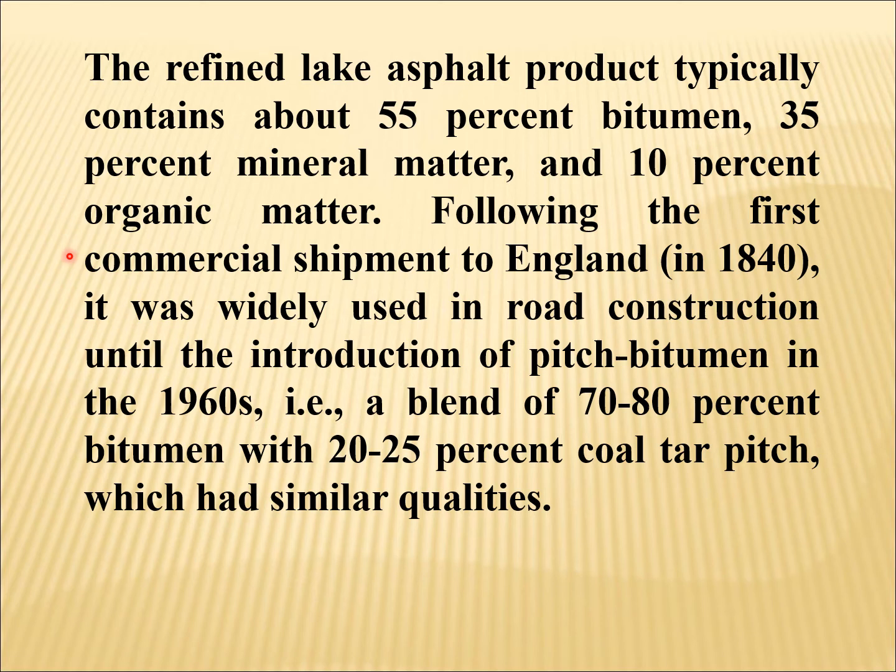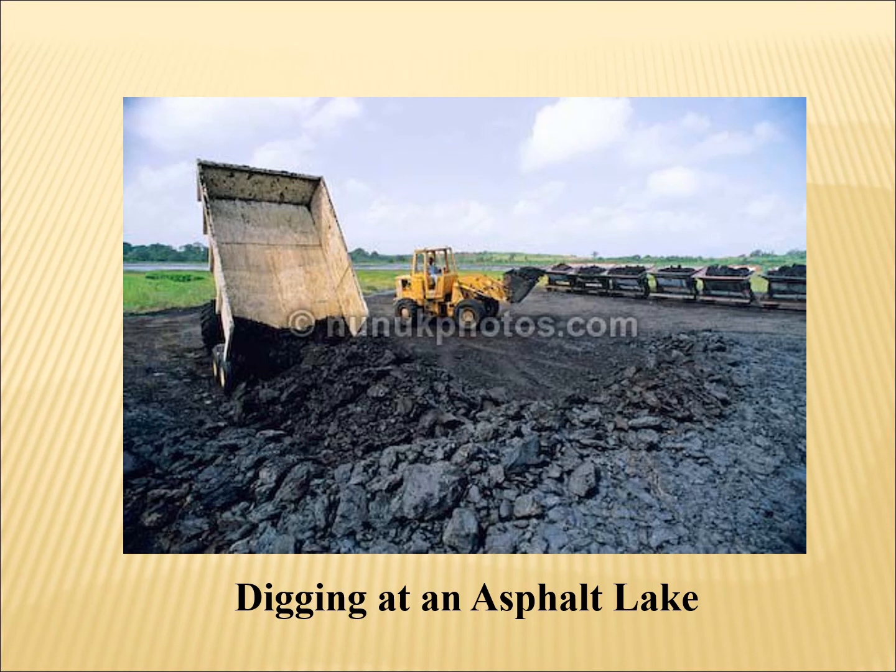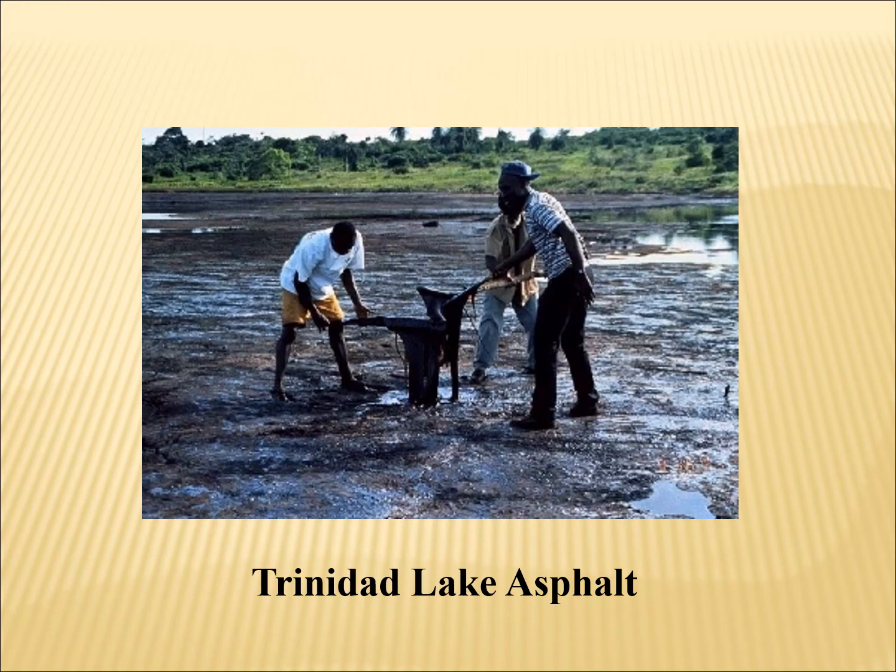Following the first commercial shipment to England in 1840, it was widely used in road construction until the introduction of pitch bitumen in the 1960s. That is a blend of 70 to 80% of bitumen with 20 to 25% coal tar pitch, which had similar qualities. Now look at this photograph, digging at an asphalt lake. So this is the asphalt lake. And you can see this one, that is the Trinidad Lake asphalt.